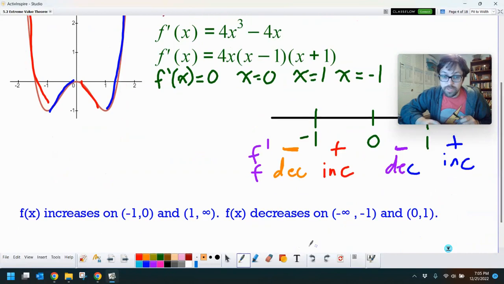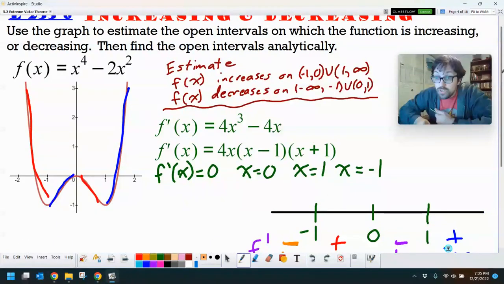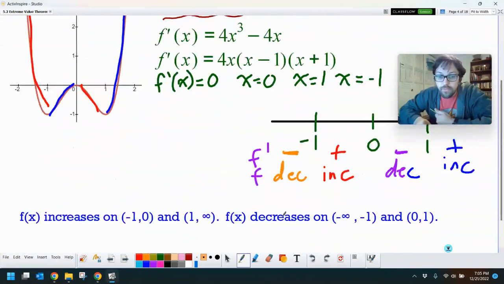And then we can write a sentence. Here it is. I already had written it. So f increases on negative 1 to 0 and 1 to infinity. Note that I'm using open intervals because that's what they asked me to do. And f of x decreases from negative infinity to negative 1 and 0 to 1.